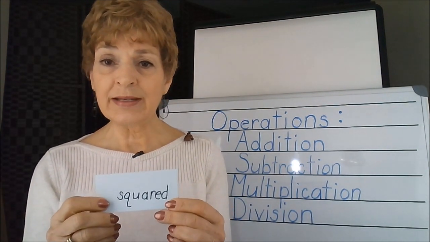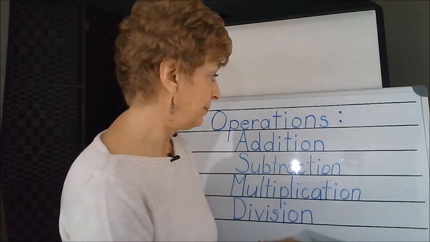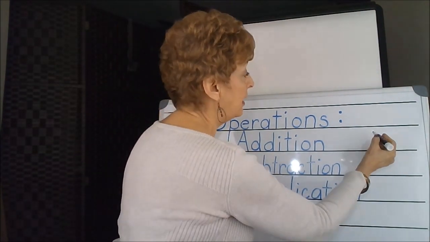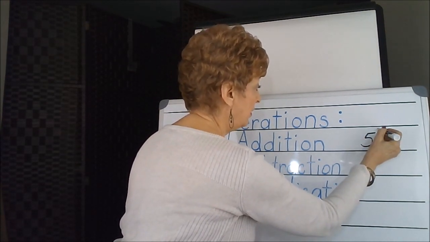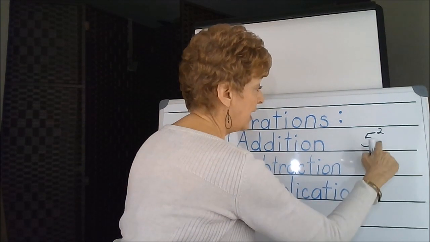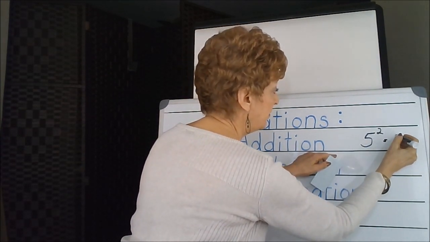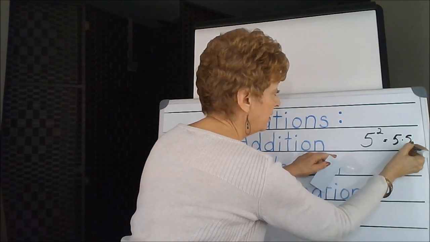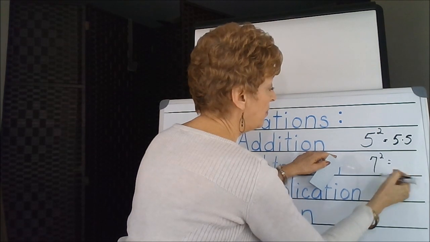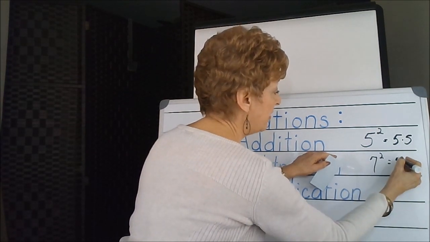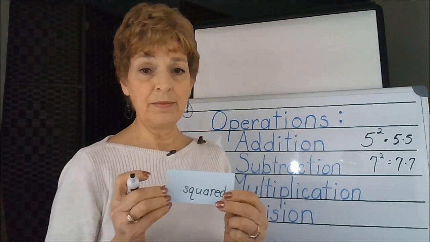Squared. Squared is actually an upper math term. I can show it to you. You would have maybe this symbol. That's the squared symbol. It's an exponent. This actually means 5 times 5. If you had 7 squared, you would be multiplying your number 7 by itself twice. That's what's meant by squared.